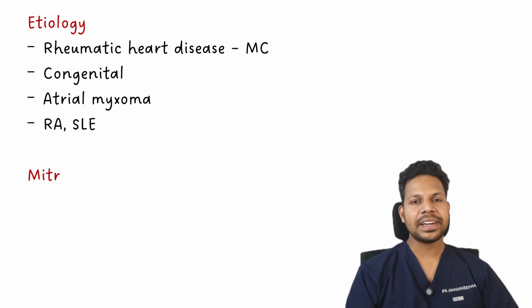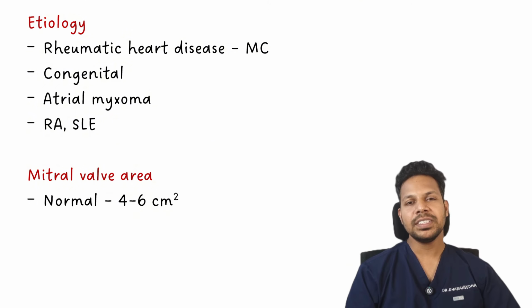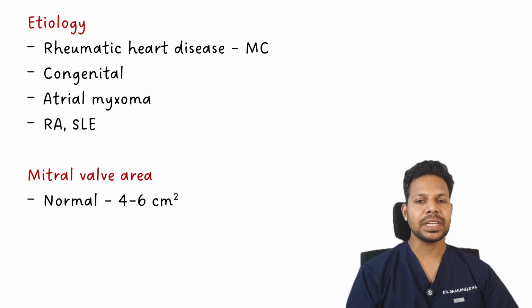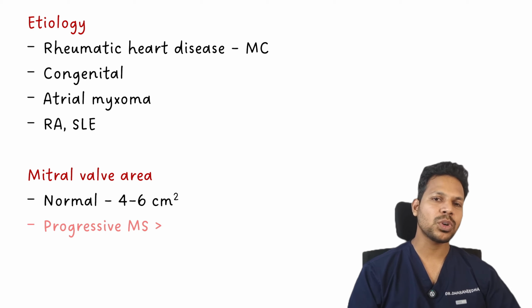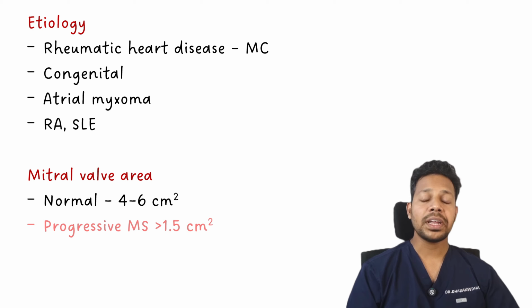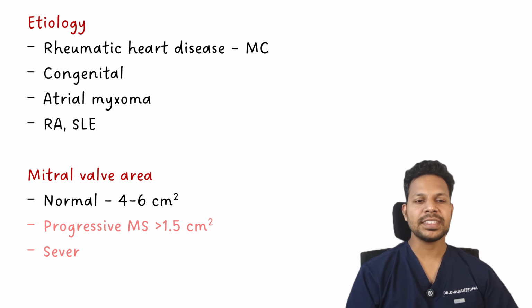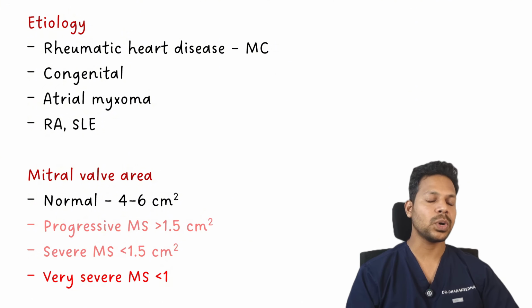So when you look at the mitral valve area, the normal mitral valve area is 4 to 6 square centimeters. When mitral stenosis starts developing, in progressive mitral stenosis, the valve area is usually more than 1.5 square centimeters. You call it severe MS when the valve area is less than 1.5 square centimeters, and you call it very severe mitral stenosis when the valve area is less than 1 square centimeter.